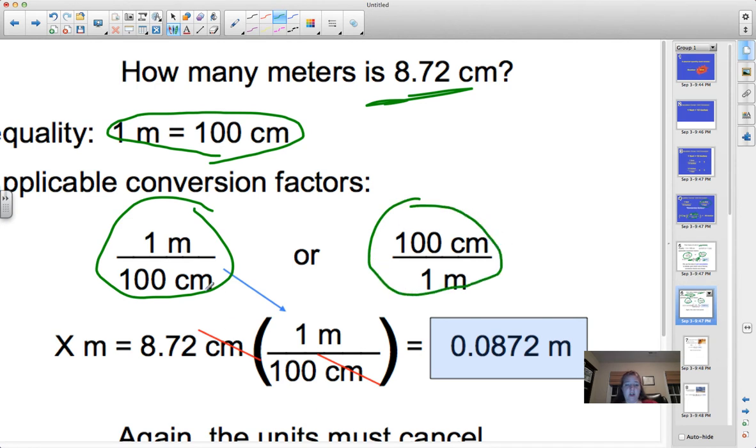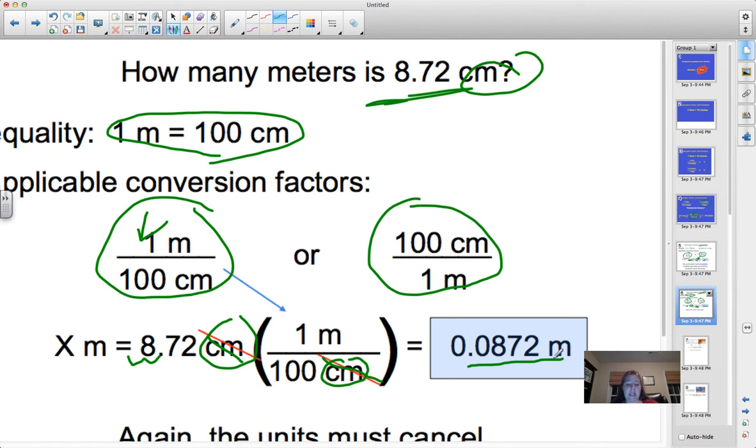Well, since we're starting with centimeters, we want to make sure our centimeters is at the bottom this time. So we want to use this one right here. Okay, we want to use 1 meter over 100 centimeters. So if we use that, we're going to notice that the centimeters cancel from top to bottom. And now we can just move over the decimal place 2 this way since we're dividing, and we end up getting 0.0872 meters for our final answer.